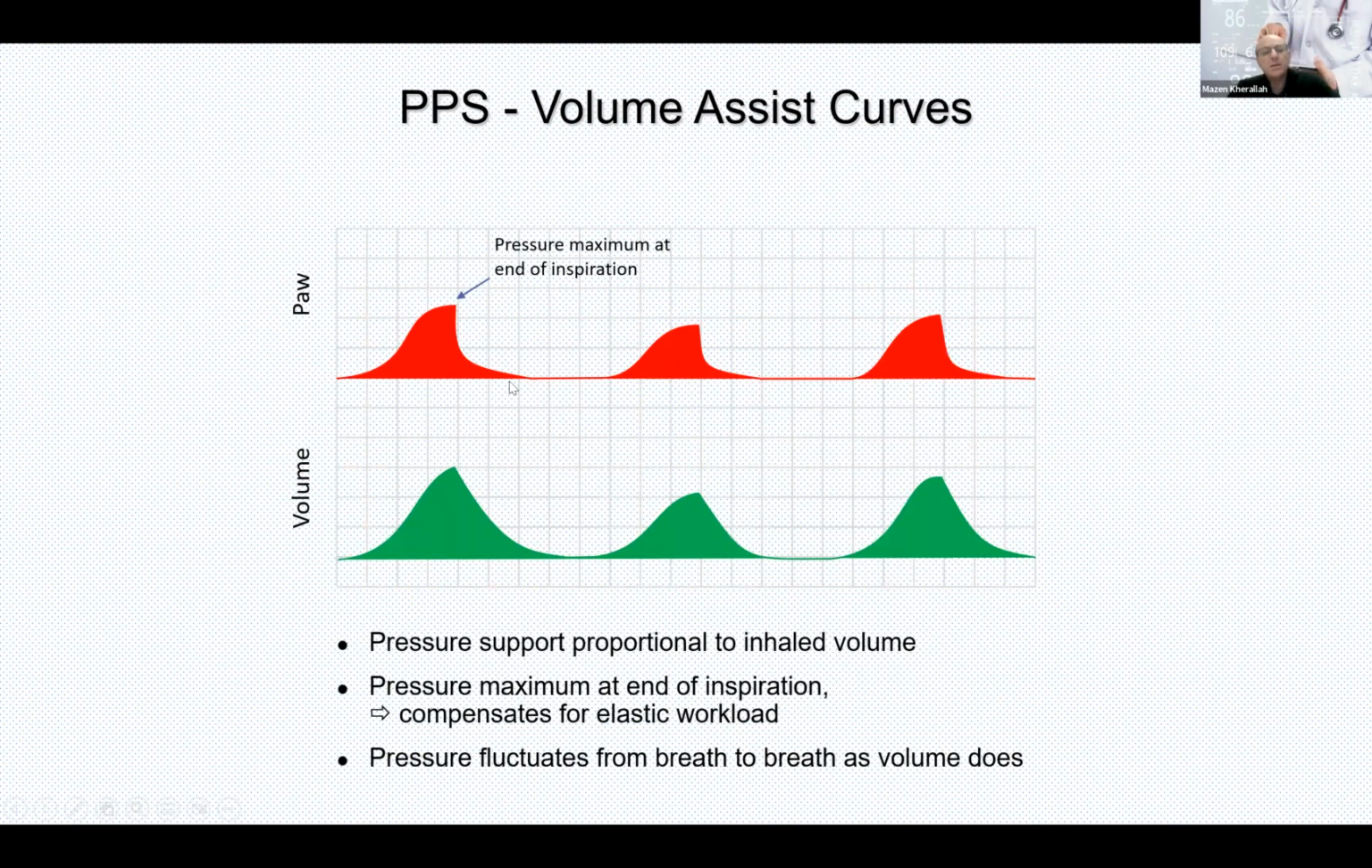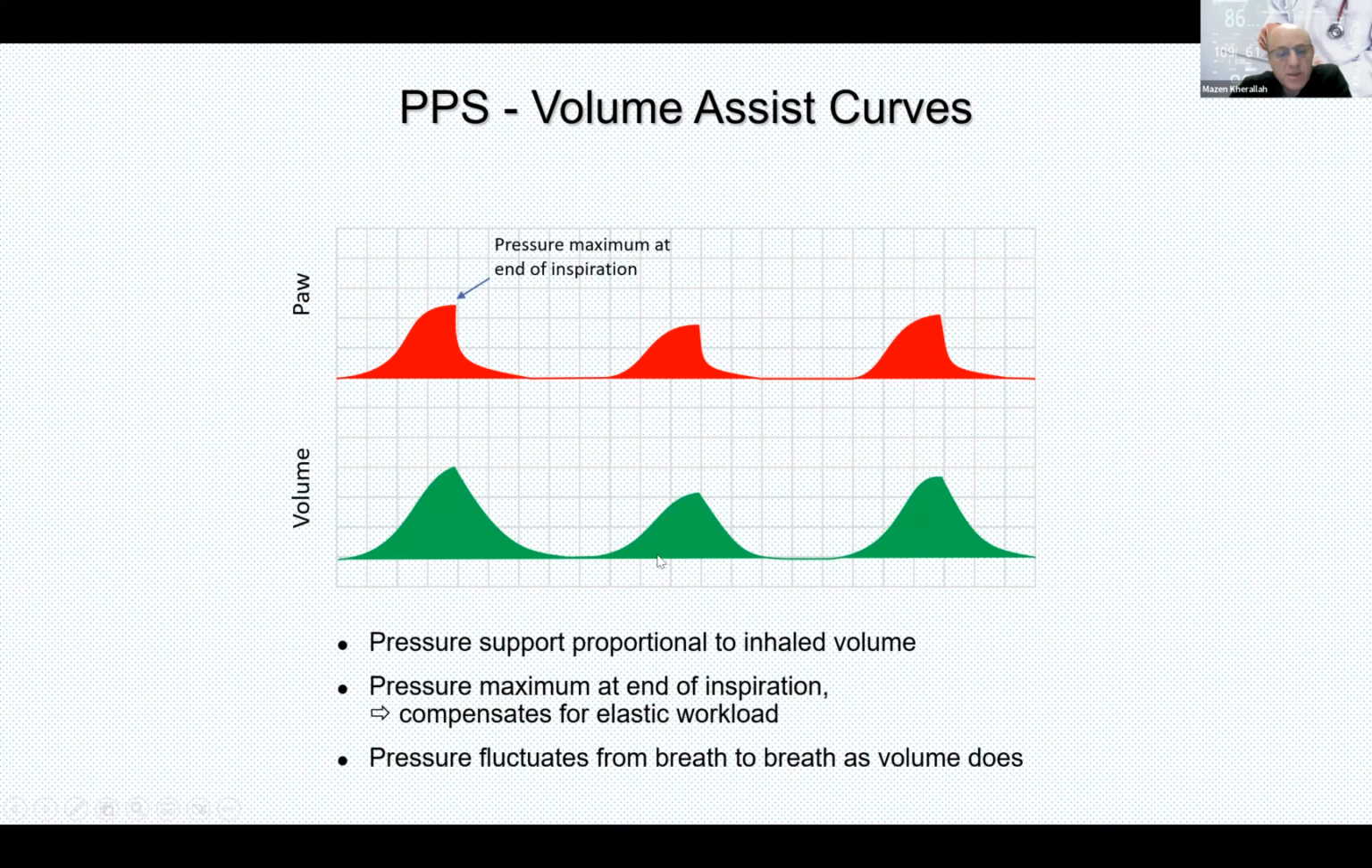And what you see here is the volume of the patient. As you see, the pressure that is given to the patient is based on the inhaled volume. That's why you see the pressure is increased at the end of the breath, and it is at the maximum at this point here.